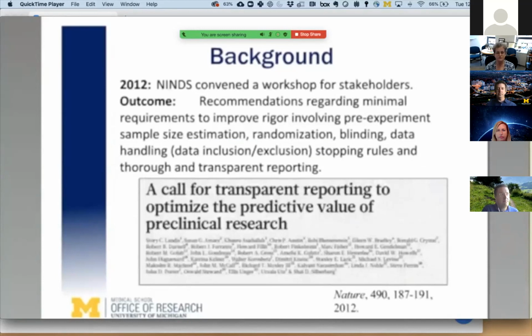And there was a workshop that was convened by NINDS. The director at the time was Dr. Story Landis, and there's a large group of esteemed authors on this paper, and they really wanted there to be minimal requirements for the translational, the late animal studies. We think of the CONSORT requirements for human clinical trials, to really add a lot of those things that improve the validity of these experiments and the reproducibility, including such things as sample size estimation in animal studies, randomization, blinding, data handling, data inclusion and exclusion, stopping rules, and thorough and transparent reporting and accounting for animals and what was going on with each of the outcomes.